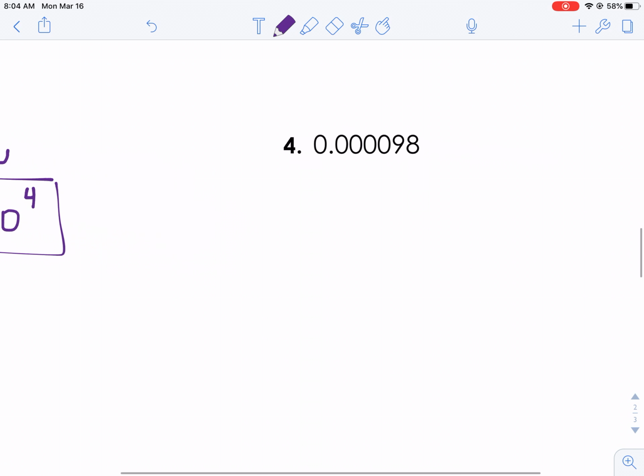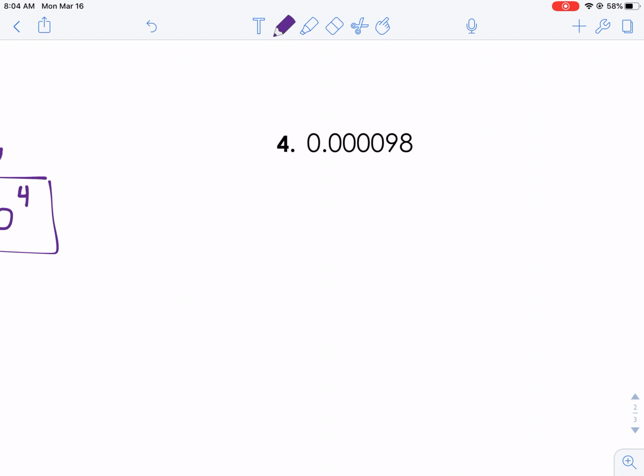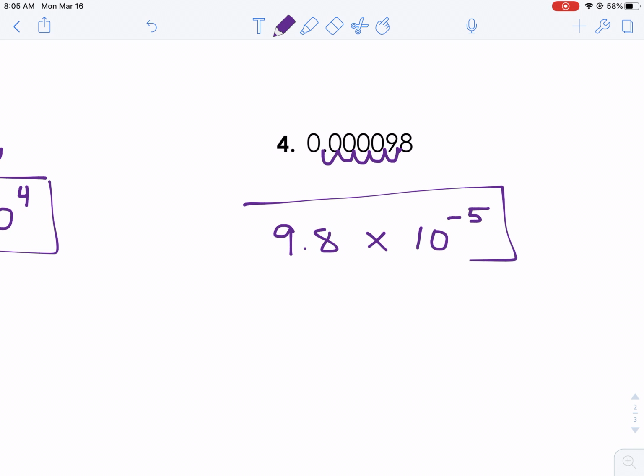The next 3 examples are all very small numbers, in other words, our decimals. And so these are all going to have negative exponents. So our decimal is going to have to go between the 9 and the 8 because 9.8 is between 1 and 10. And then we would have times 10 to the something. So again, we need to count how many times the decimal point would move. So 1, 2, 3, 4, 5 times. And because it's a really small number, our exponent would have to be a negative 5.